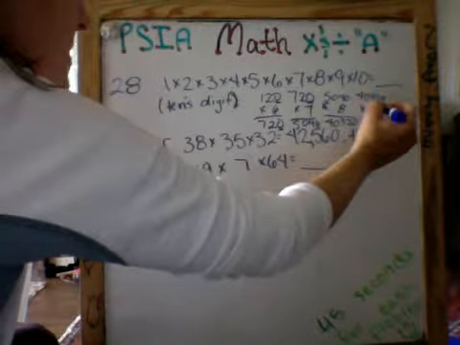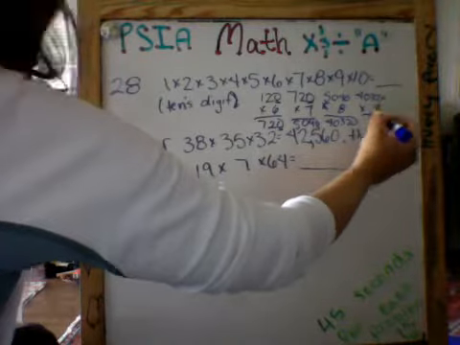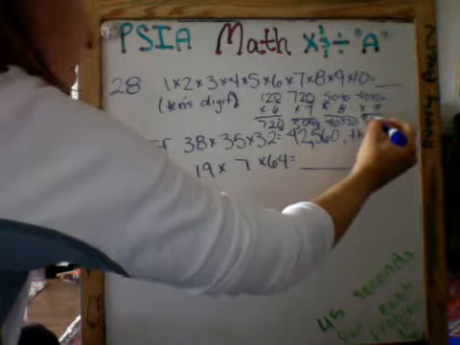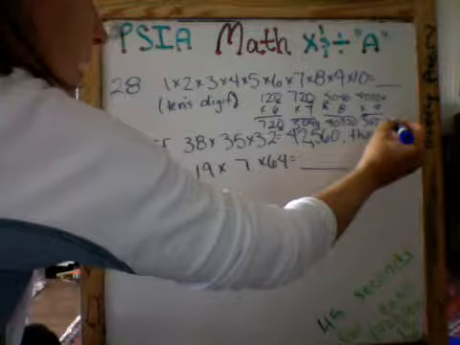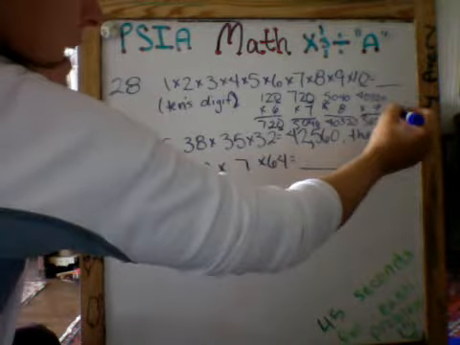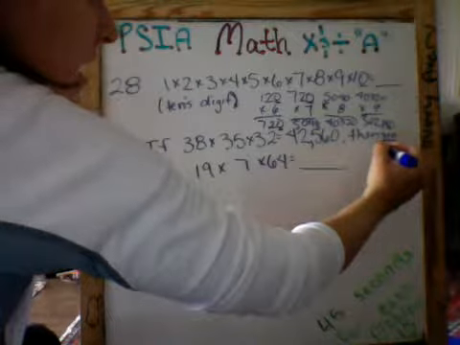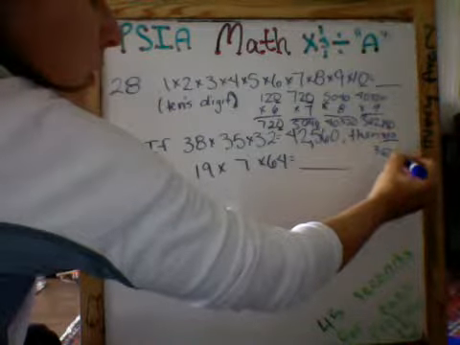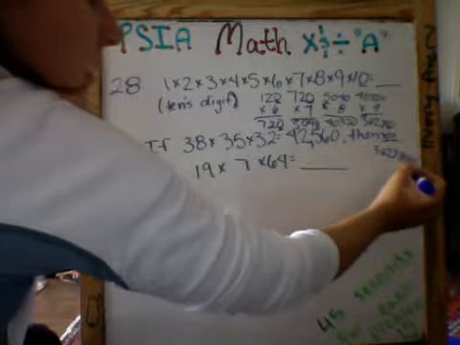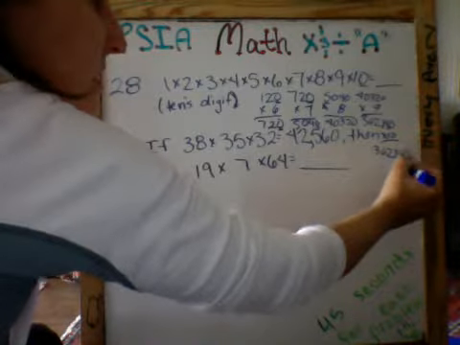40320 times 9, see, it's still ending in a 0, is 362880, and then I'm going to multiply that times 10, and it's going to tack another 0 on the end of it. Okay? So the tens digit is a 0.